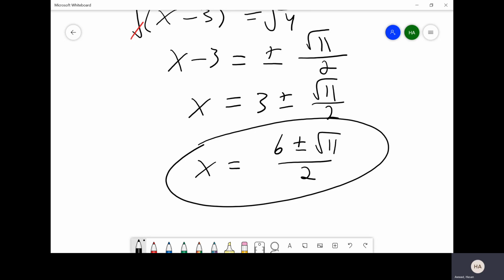Again, if you stopped at this point, which is x is equal to 3 plus or minus square root of 11 over 2, totally acceptable, wouldn't take any points off. It's just that if you were to look in your textbooks, they're probably going to leave it as this one here. So just keep that in mind. Okay, so that's it for completing the square.